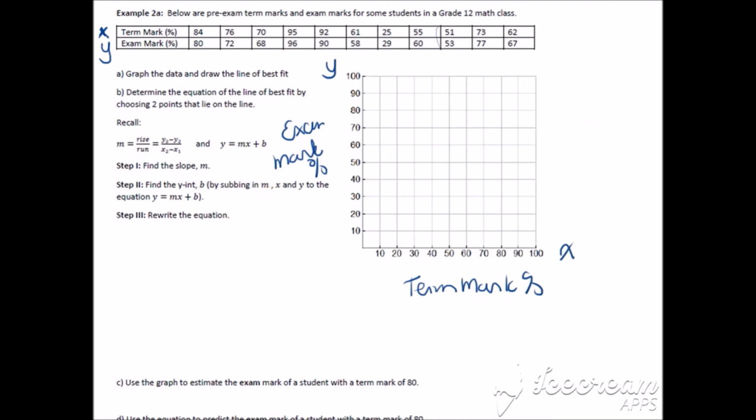Okay, so let's graph again in green. The graph goes from 0 to 100 on both axes, and this is probably because percentages don't go above 100, so it's safe.